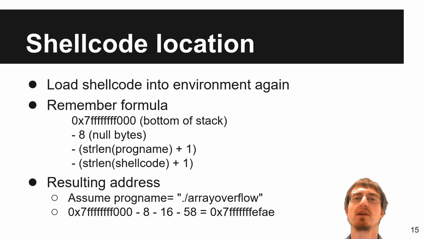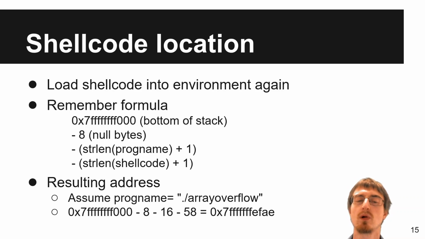So as before, the next question is what to overwrite it with. Now let's just do the same thing as before. Let's load the shellcode into the environment. So we specify an environment variable containing the shellcode. Now remember the formula that we saw before. We start from the bottom of the stack, and then we basically subtract what is there before this to end up at the start of the shellcode. Now this formula we can use again.